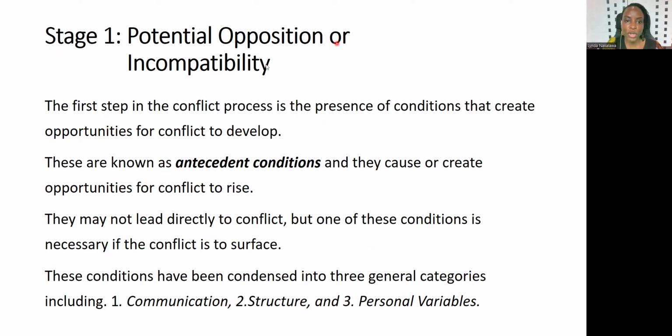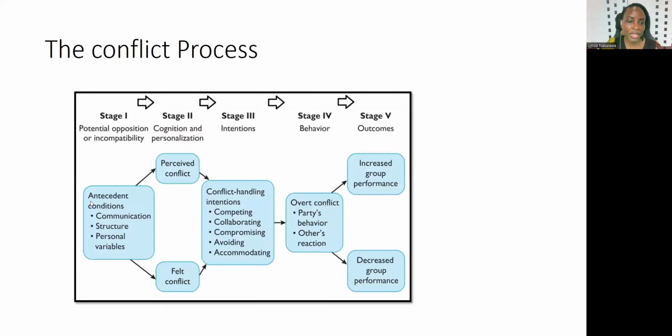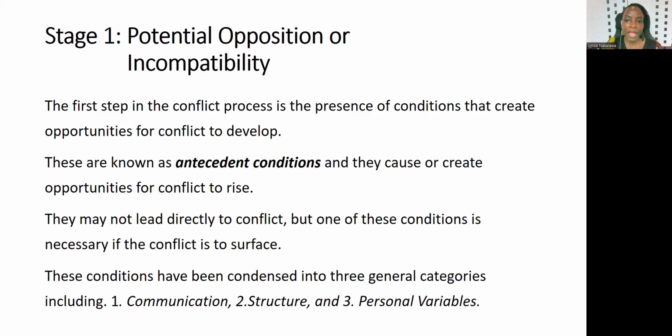Potential opposition or incompatibility. This is the first step in the conflict process, and it's the presence of conditions that create opportunities for conflict to develop. They are known as antecedent conditions. Remember the antecedent conditions that we looked at here in the first box, okay? And they cause or create opportunities for conflict to arise.